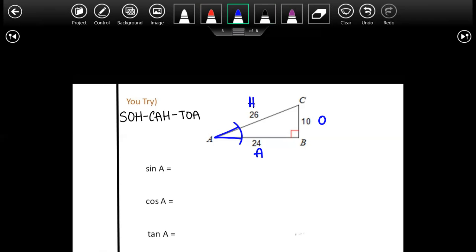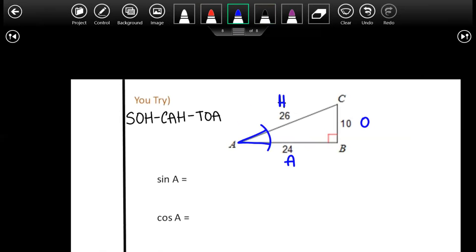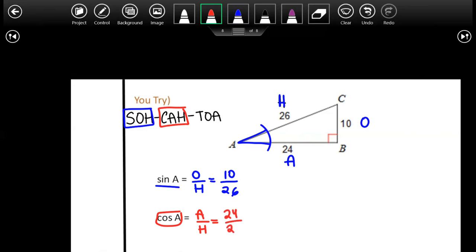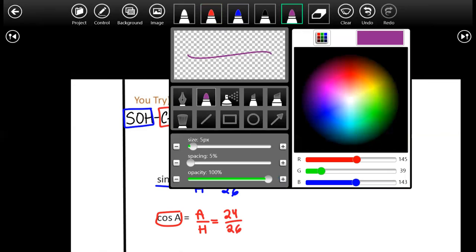All we're really doing now is putting this all together. So we're creating all these different ratios using the same angle. So what is going to be my sine? Sine of A. What does sine tell me to do? Opposite over hypotenuse, which is what? 10 over 26. Good. What's going to be our cosine now? Adjacent over hypotenuse. Beautiful. Which is what? 24 over 26.